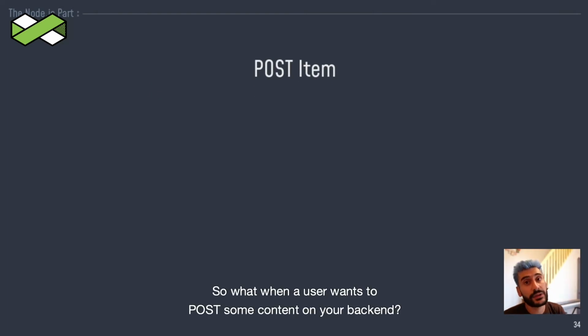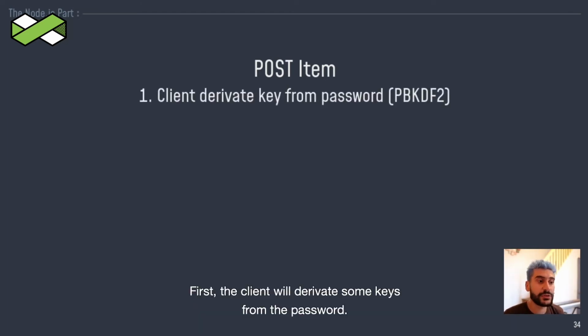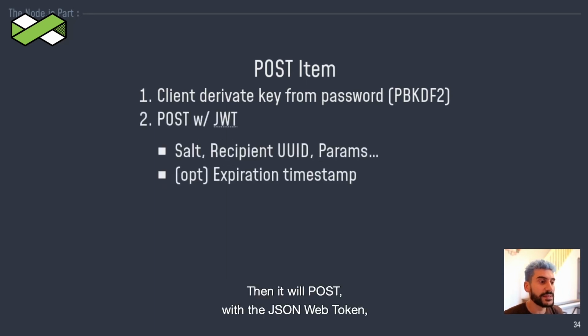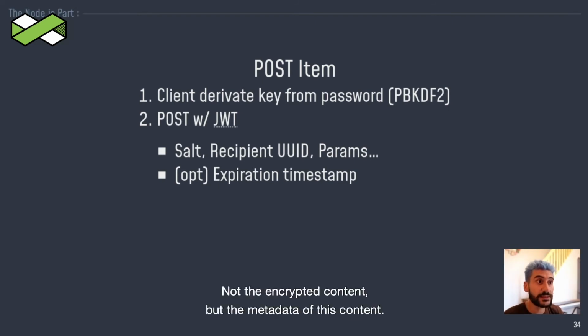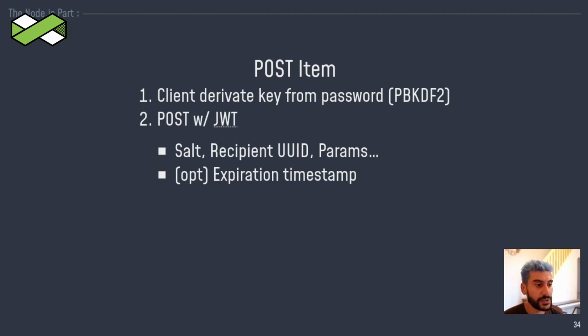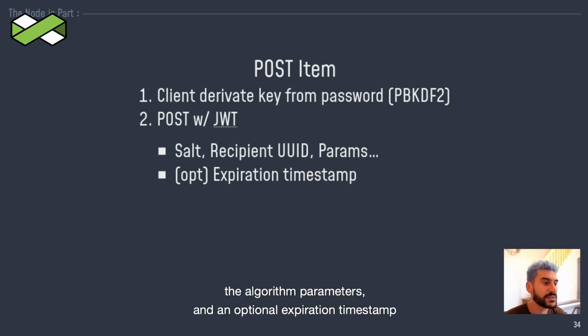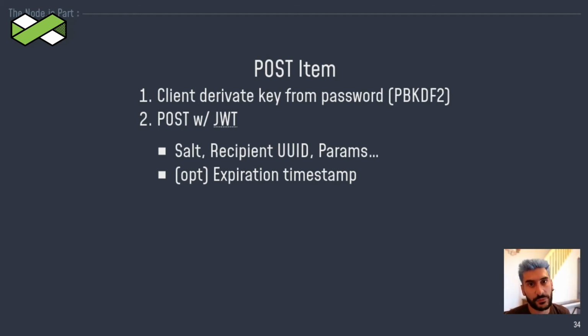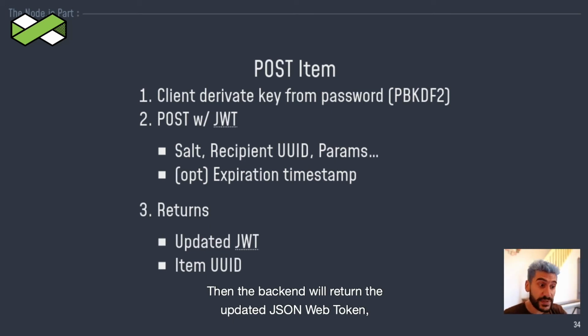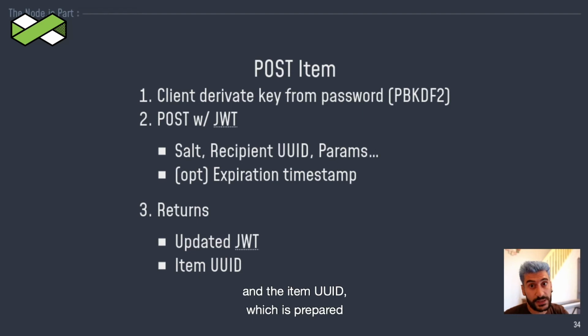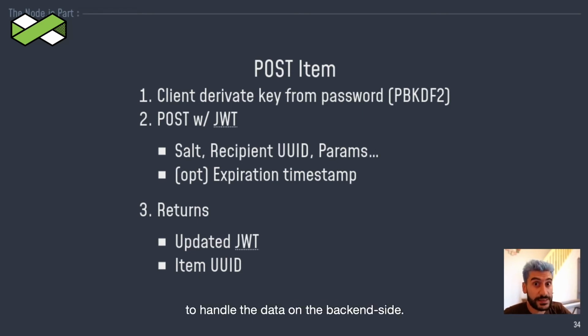So what happens when a user wants to post some content on the backend? First thing, the client will derive some keys from the password. Then it will post with the JSON Web Token the content on the backend itself, not the encrypted content, but the metadata of the content. It will be the source, user recipient UID, the algorithm parameters, and an optional expiration timestamp in case you want to expire your data. Then the backend will return the updated JSON Web Token and the item UID, which is prepared to handle the data on the backend side.